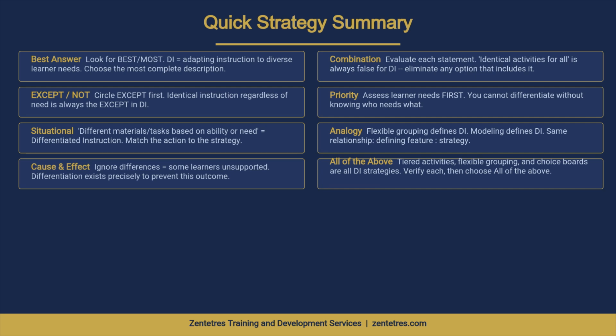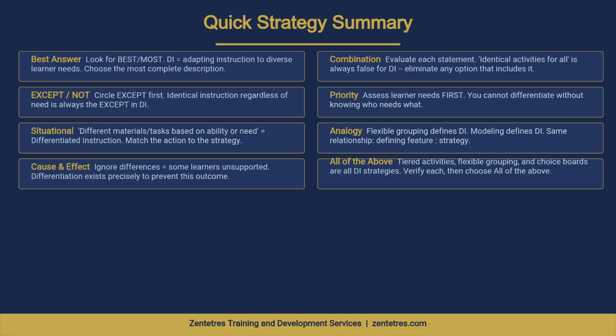Quick strategy summary. Best answer. DI equals adapting instruction to diverse learner needs. Choose the most complete description. Combination. Identical activities for all contradicts DI. Find it, eliminate every option that contains it. Except/not. Identical instruction regardless of need is always the except.